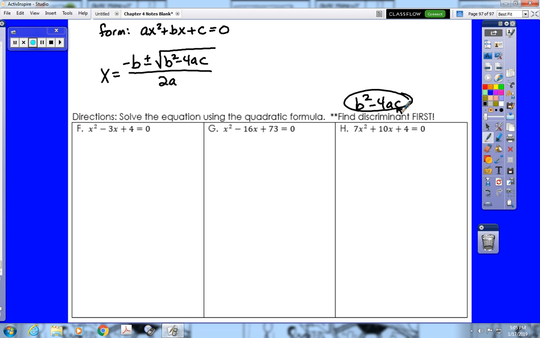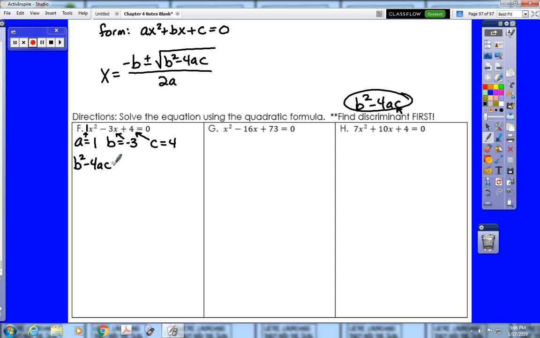So we look at letter F and we say to ourselves, this is in the correct format. So what we need to do is identify A as being 1, because there's no number in front of x squared, which means there's an invisible 1. B is negative 3, and C is positive 4. Then we find the value b squared minus 4ac. That would be negative 3 squared minus 4 times 1 times 4, or positive 9 minus 16, meaning the discriminant is negative 7.